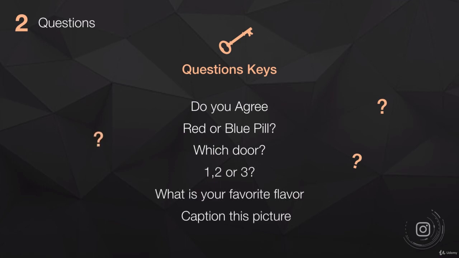Red pill or blue pill, like Dan Locke did. Which door? And you can have 3 different doors in your photo. 1, 2, or 3. Like you can say, which is your favorite way to eat your burrito? 1, 2, or 3. You can have different options. What's your favorite flavor? Or caption this photo. Really simple and easy questions that you can put in your content to increase your engagement.